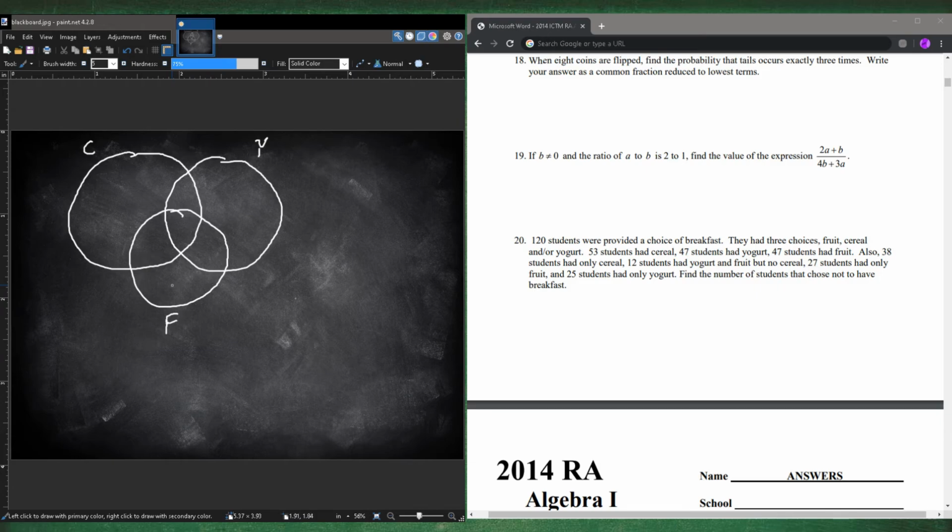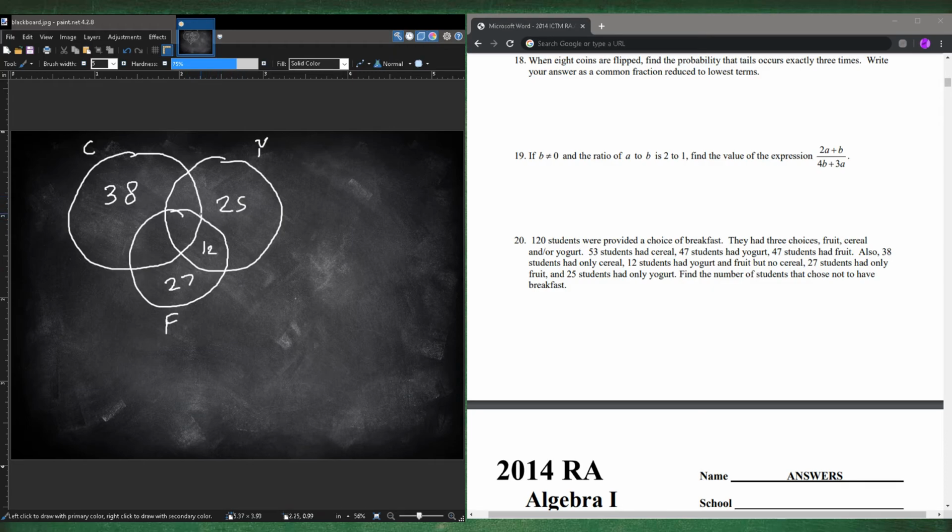So 53 students had cereal. Well, we know this entire circle is 53, but we don't know any of the specific parts yet, so we can't put that in. Same thing with 47 yogurt and 47 fruit. 38 had only cereal, so 38 is here. 12 students had yogurt and fruit but no cereal, so this one's 12. 27 students had only fruit, and 25 had only yogurt.